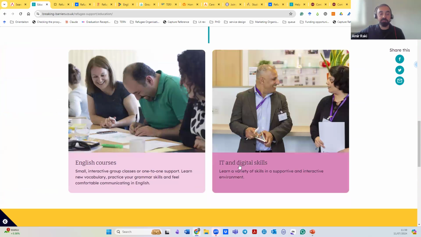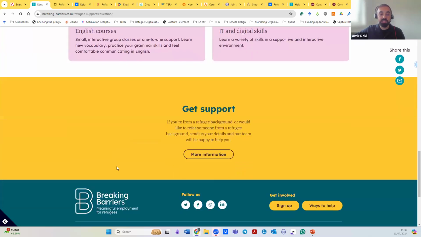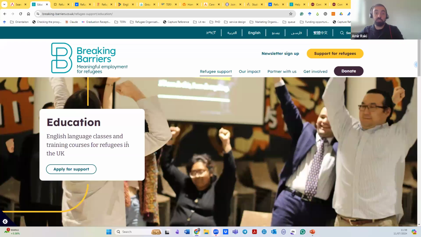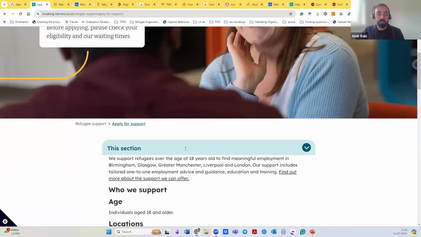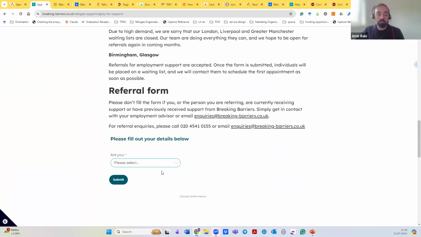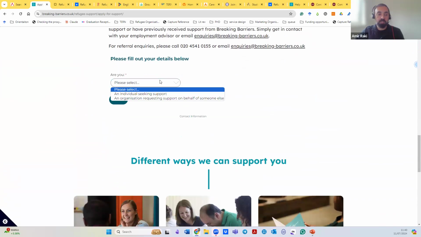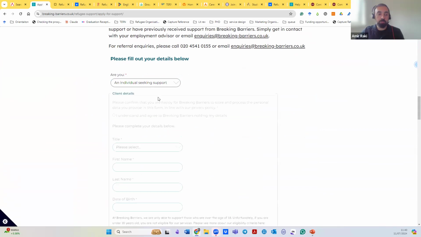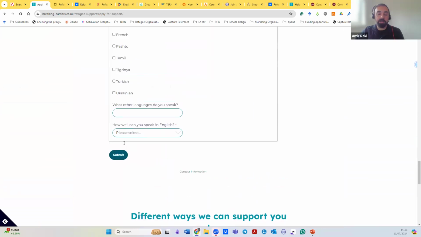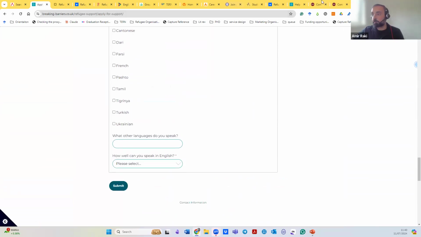They have IT, they have digital skills, they have English courses. Well, the courses are not all online. In some places they have in person, in some places they have online, but the application process is online. You need just to apply for support through their online form. So you can say you are an individual seeking support, and then you fill the form, and then you submit the form, and then they come back to you with more information.